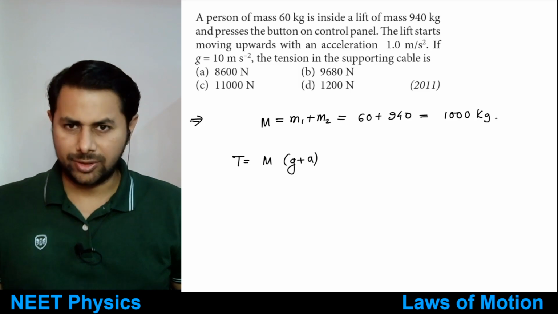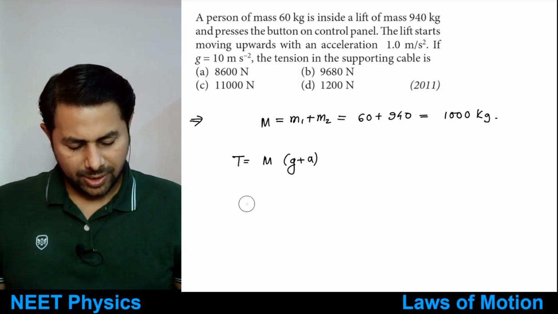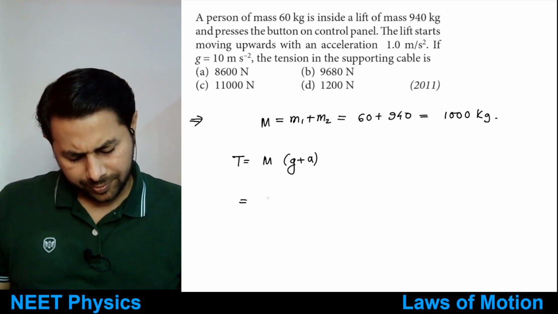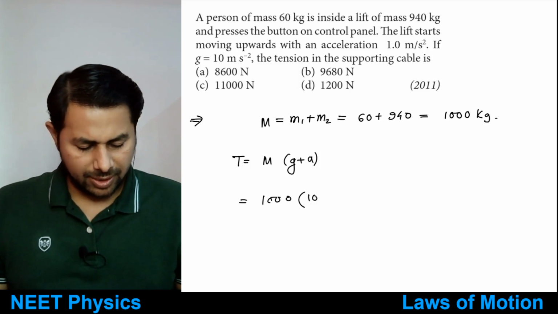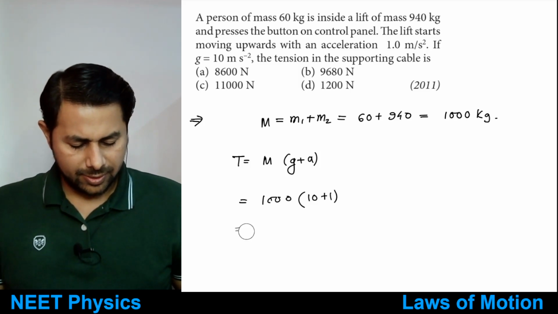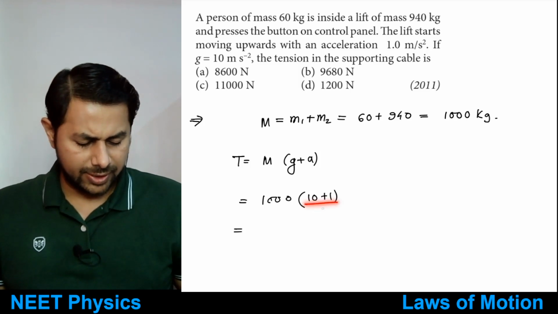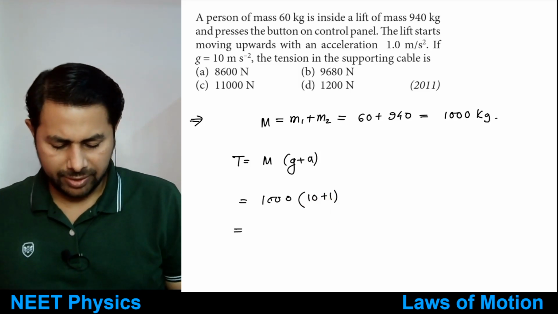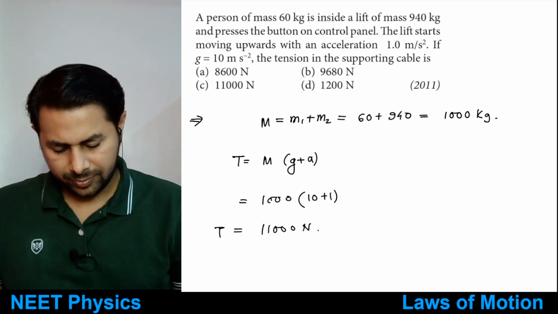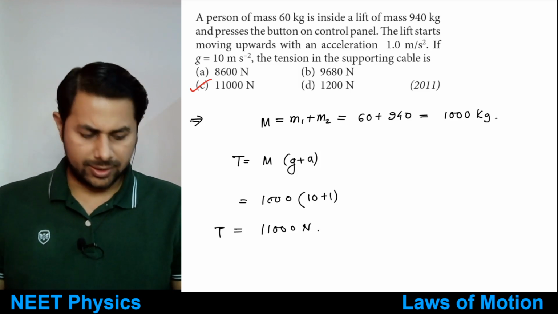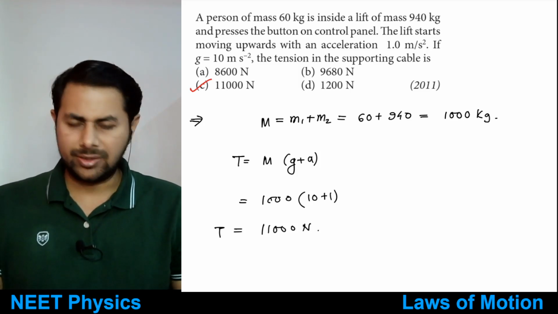Okay, we just saw this. So it is T is equal to 1000 multiplied by g plus a. So 10 plus 1. So it is 11 times 1000 means 11,000. 11,000 Newton. This is the answer. Okay, very simple.